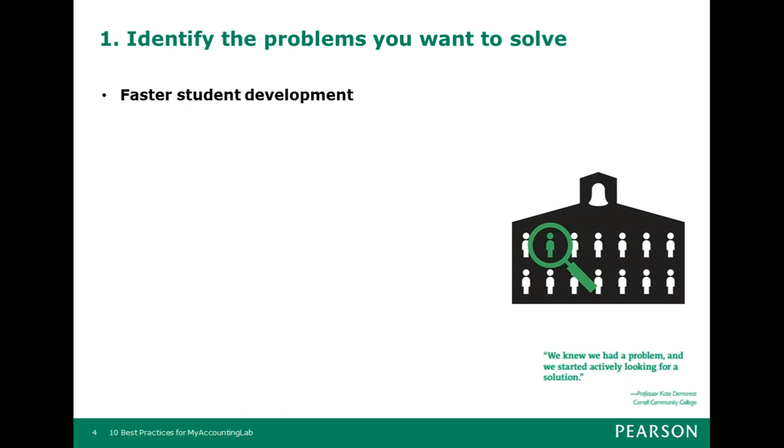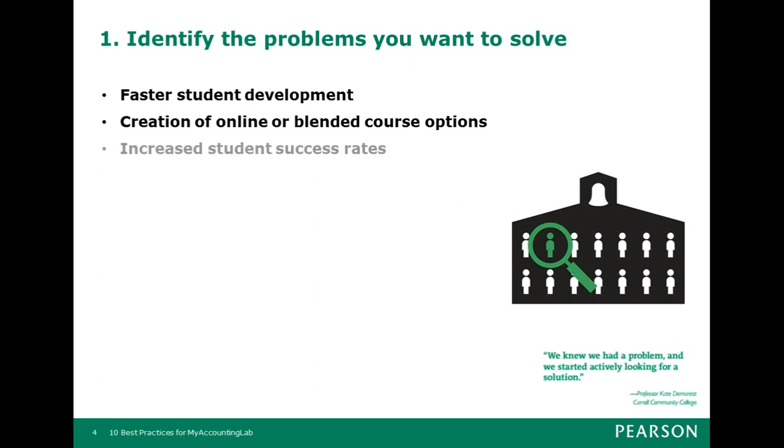Faster student development, getting them to that point of learning quicker. Creation of online or blended course options I know is a massive push in many universities. I think everybody wants increased student success rates, obviously, but some units might require them more than others. Better teaching with fewer resources. Often departments will simply have less resources, less rooms, less teachers and so forth. So being able to make teaching more efficient and better with less resources is very, very critical.